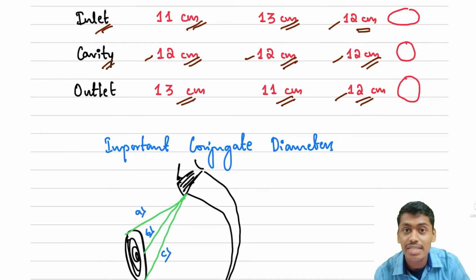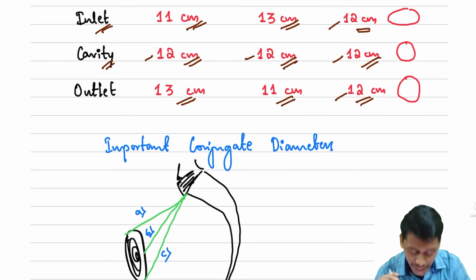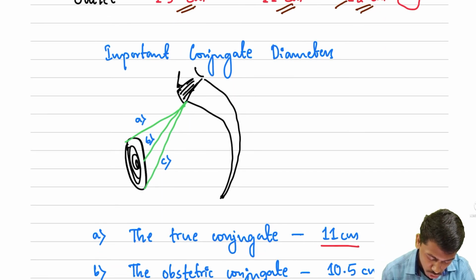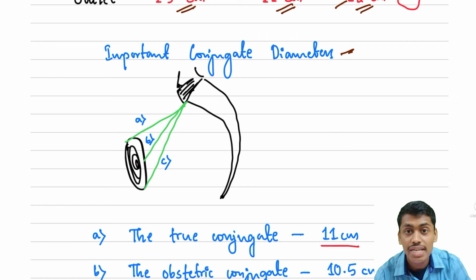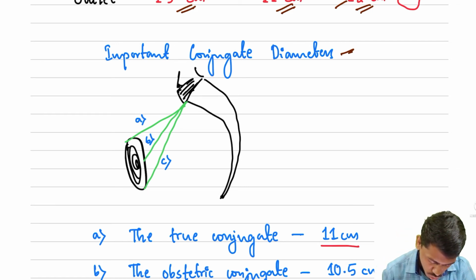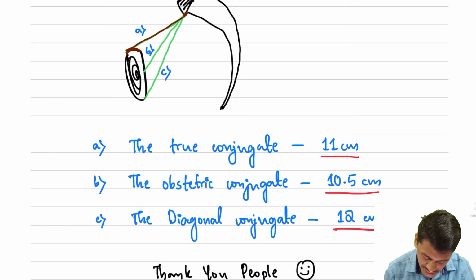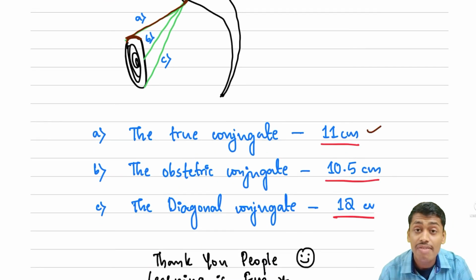Now moving on to another 3 diameters, they are called the conjugate diameters. So what are the important conjugate diameters of the female pelvis? We have 3 conjugate diameters: the true conjugate, the obstetric conjugate and finally the diagonal conjugate. So what is the true conjugate? The true conjugate measures from this tip of the symphysis pubis all the way up to this point. So this is the true conjugate. How much does it measure? It measures up to 11 centimeters.